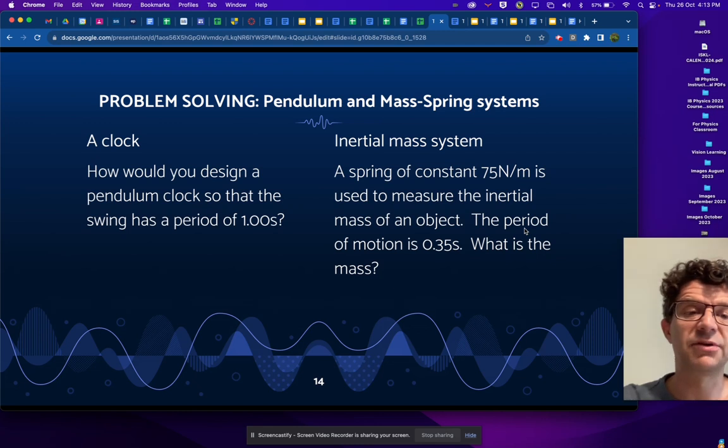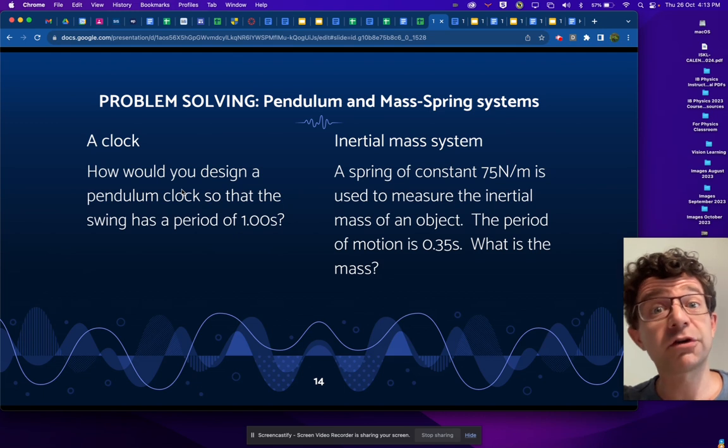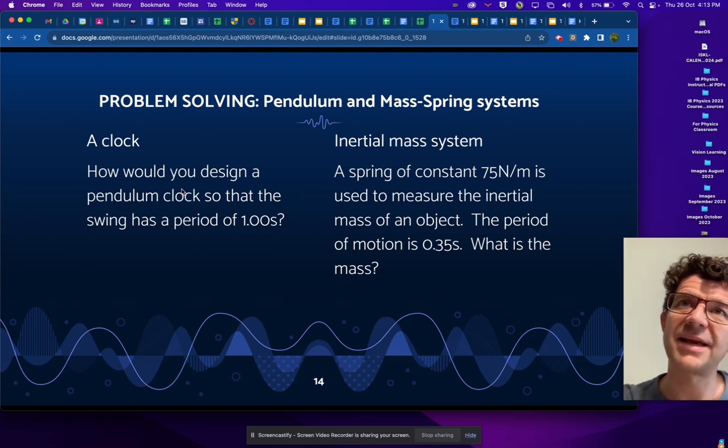So here's a couple of examples of problems that are pretty common to solve. You might say, how could you design a pendulum clock so that it has a period of 1 second? Obviously, you would want to think about it as being on Earth. If you took it into outer space or up to the moon, it wouldn't work the same way.